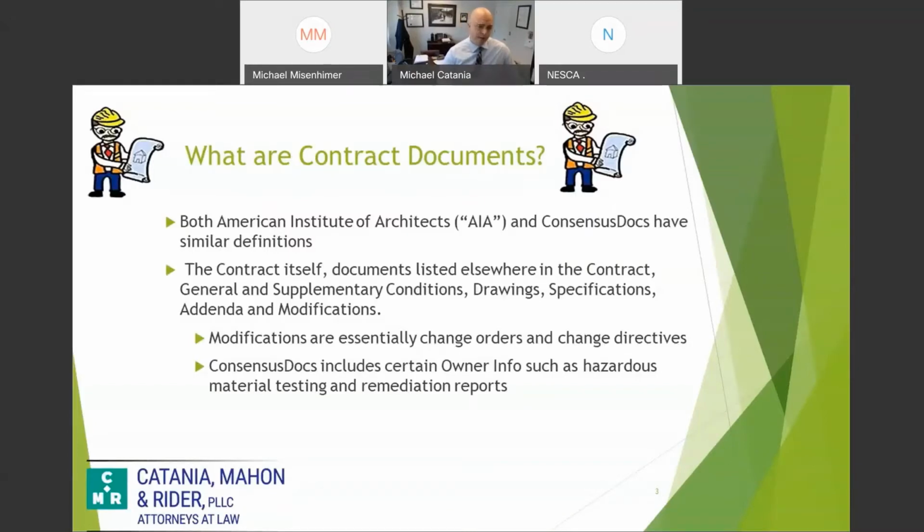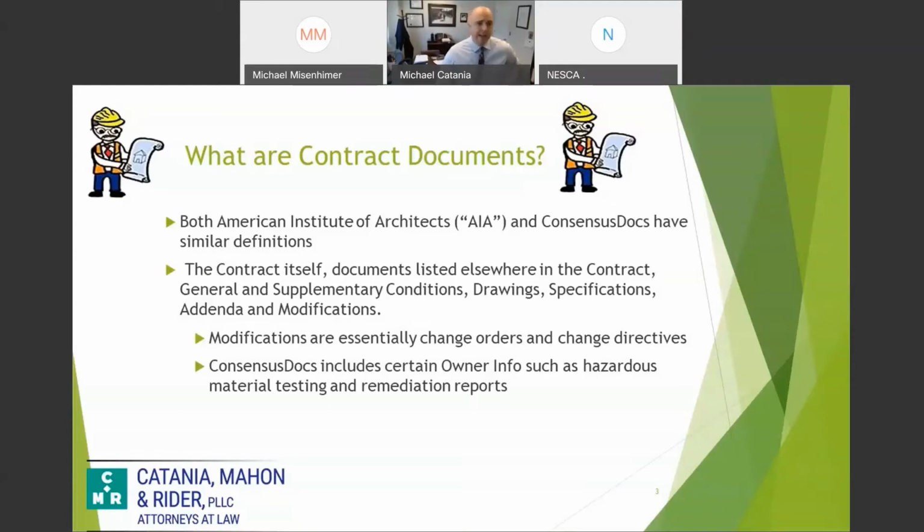Many of you are probably familiar with AIA in the Northeast, and ConsensusDocs, I'm seeing that more often. And frankly, a lot of the modified contracts that you get from owners are typically based upon one or both of these templates. So it's good to just kind of know the standard language before taking a look at what some owners may do to that, so you can be aware of it. So what are the contract documents?